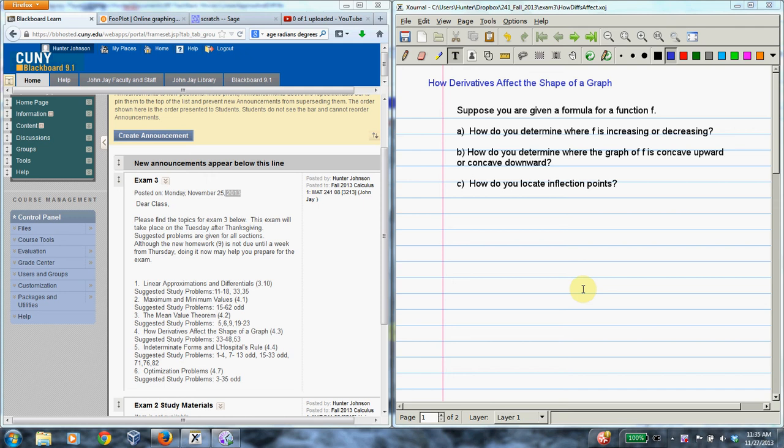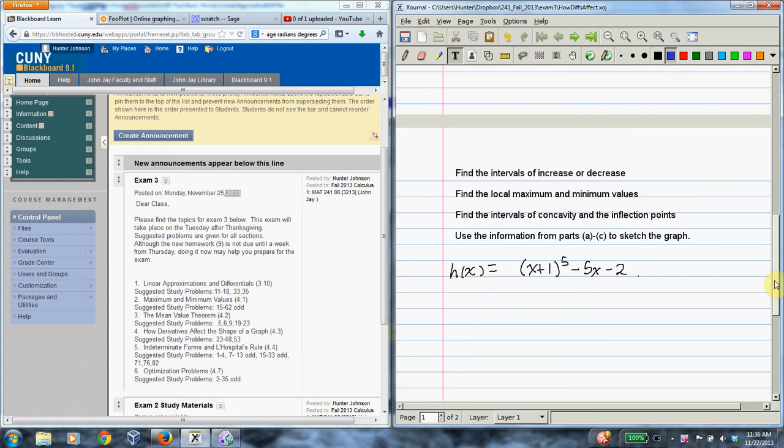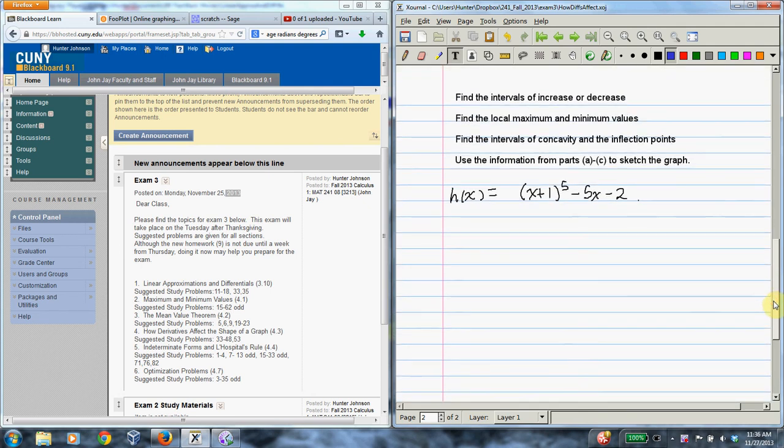This video is about how derivatives affect the shape of a graph, and I'm going to do two questions. This first one is just asking you whether you know the basic rules. You have to know those or you can't do anything. And the second one is applying those rules to sketch the graph of a function whose graph is not really obvious. So here's a fifth degree polynomial. So we'll find where it's going up and going down and things about the concavity and draw a picture of it.